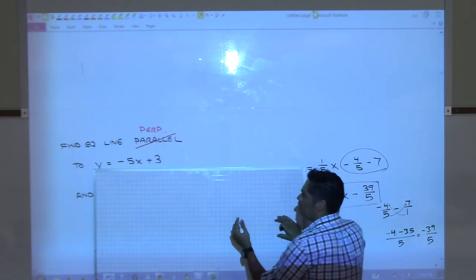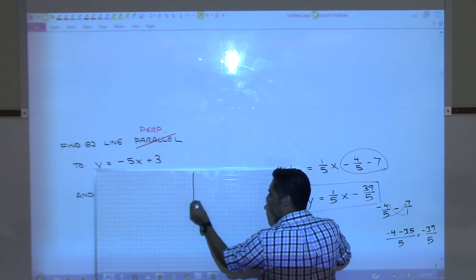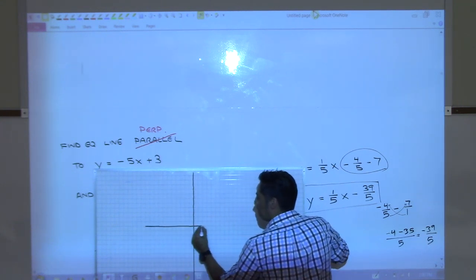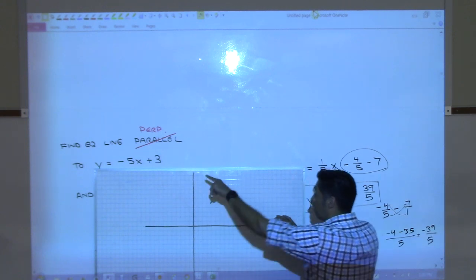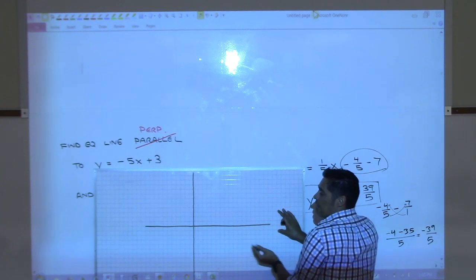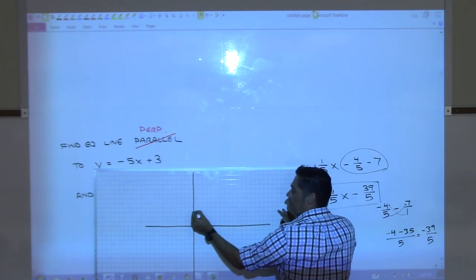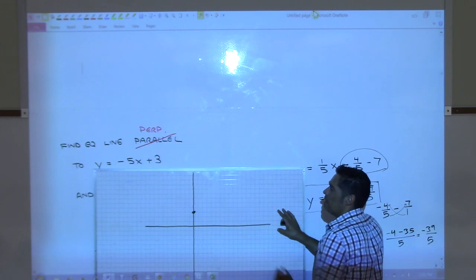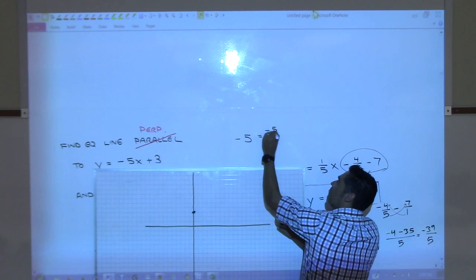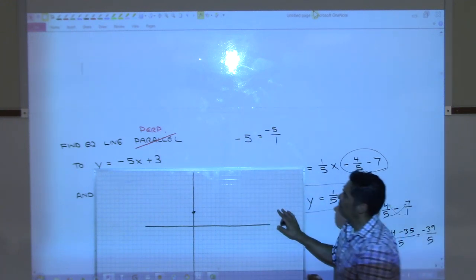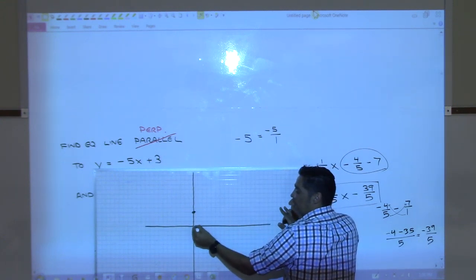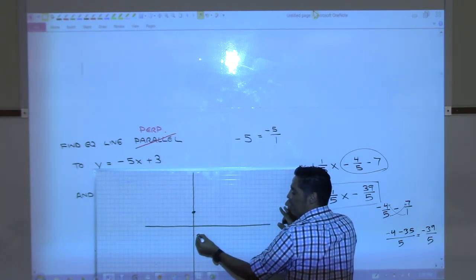All right, I'm going to try and draw this. So I'm going to graph that line first. Where do I start to graph this line? 3 up, right? 1, 2, 3, okay? And then to get to another point, I'm using the slope -5, which is the same as -5 over 1, right? Remember, rise over run, right? So 1, 2, 3, 4, 5 down, 1 to the right, okay?